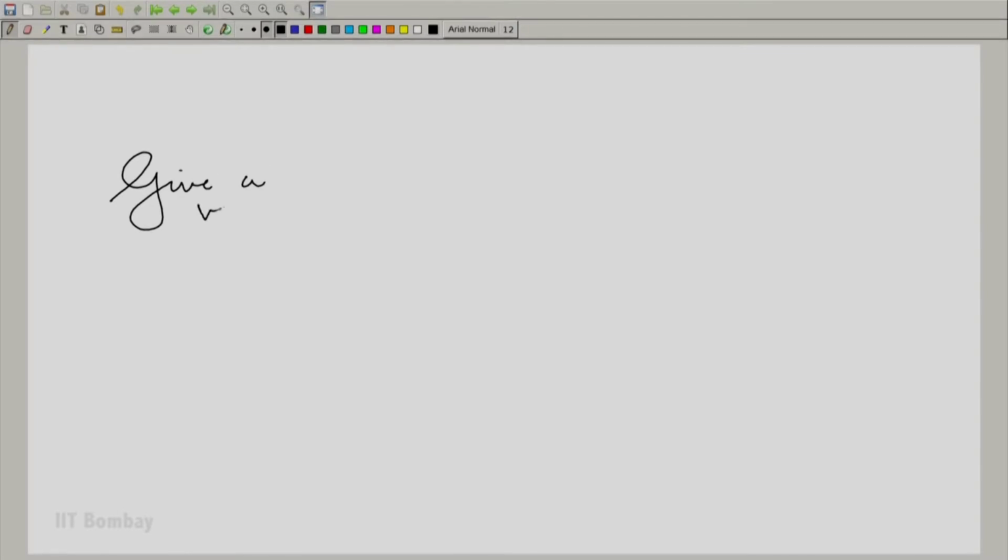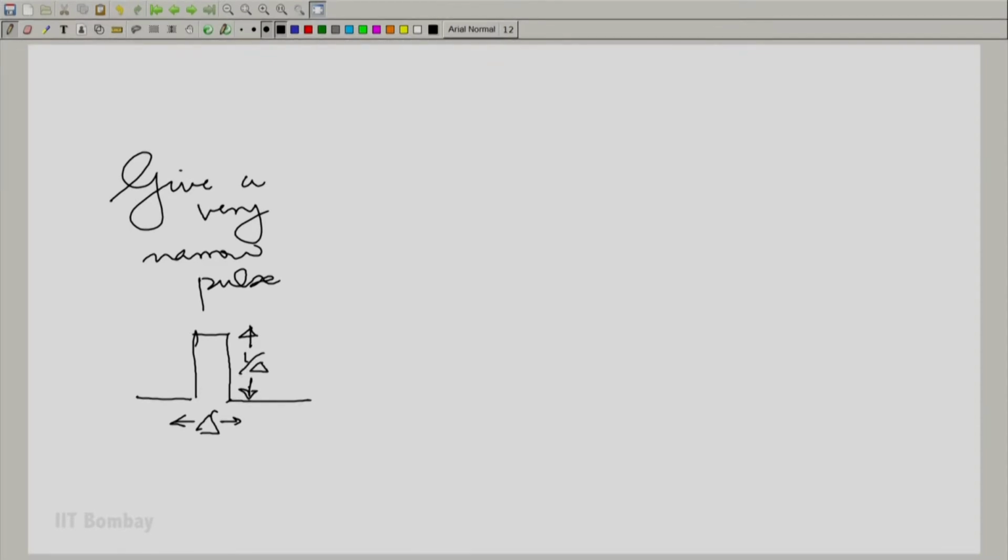Now in fact, that's where this idea of the response of that RC circuit to a very narrow pulse comes into the picture. So what I do is, I say, well, if to the RC circuit you give a very narrow pulse, let the width of the pulse be delta, and the height 1 by delta. This is a very narrow pulse. Give this as the input to the RC circuit. So it is a hypothetical voltage which you are giving to the RC circuit, and you record the output. Let that output be h(t).